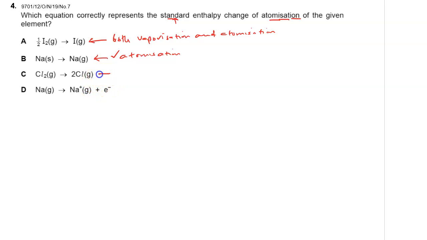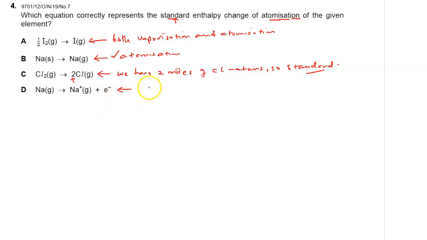Okay. Why is C not correct? We are having 2 moles of chlorine formed. Therefore, that is not standard enthalpy. Although it is atomization, that is not standard enthalpy. And of course, it is basically still vaporization and atomization. Here we have 2 moles of chlorine atoms, so not standard. For standard, the number of moles should be only 1 mole.